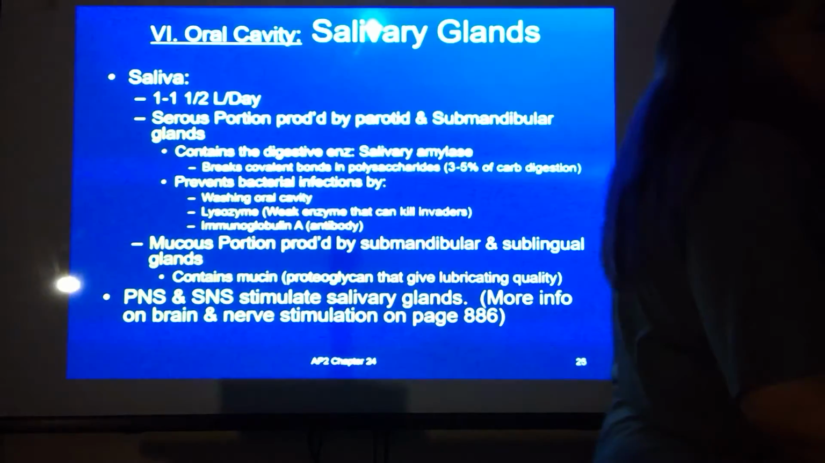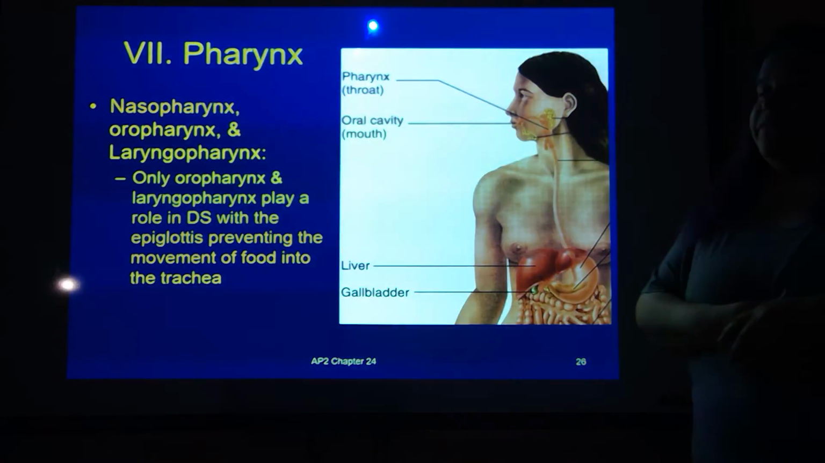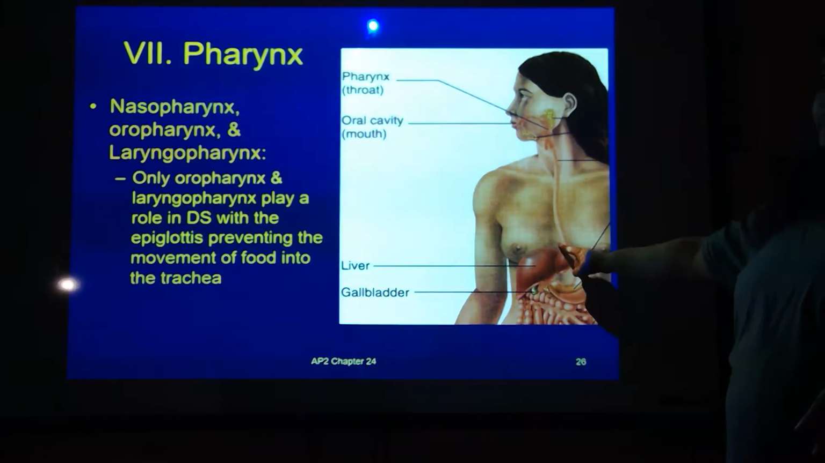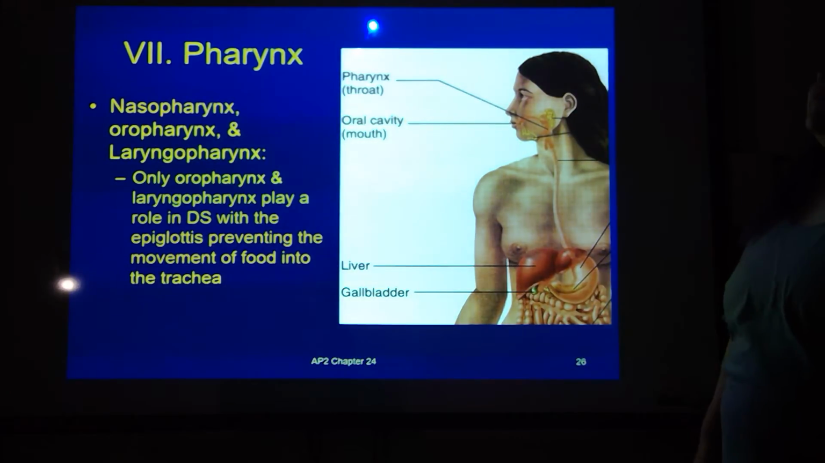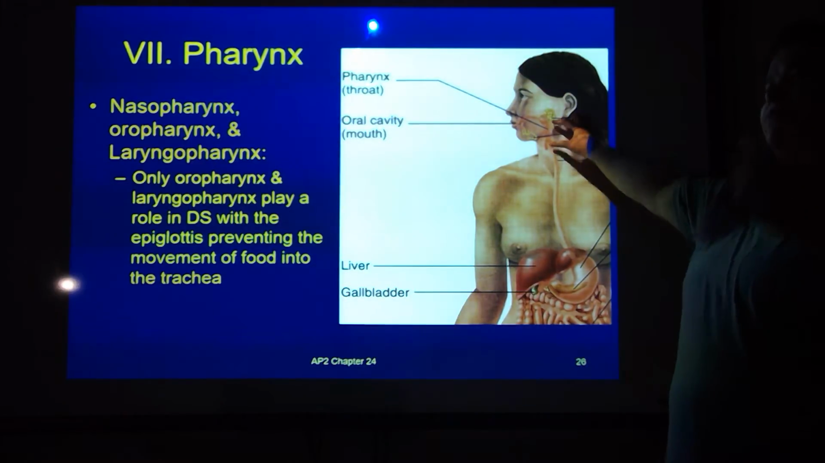Okay, so next in line after the mouth is the pharynx. The pharynx is going to be this tube right here. Okay, I'm sorry, that's the esophagus. The pharynx is going to be this part of the tube up here.